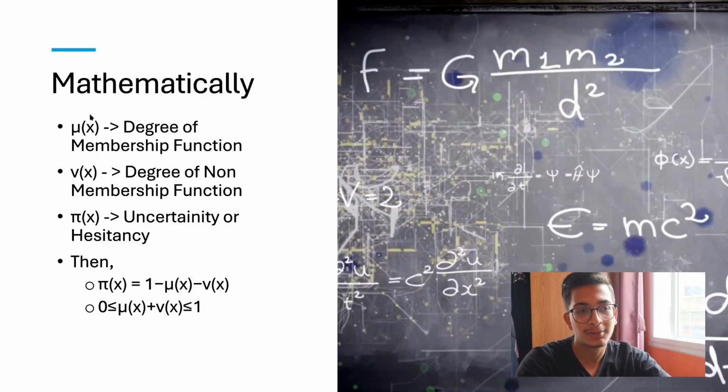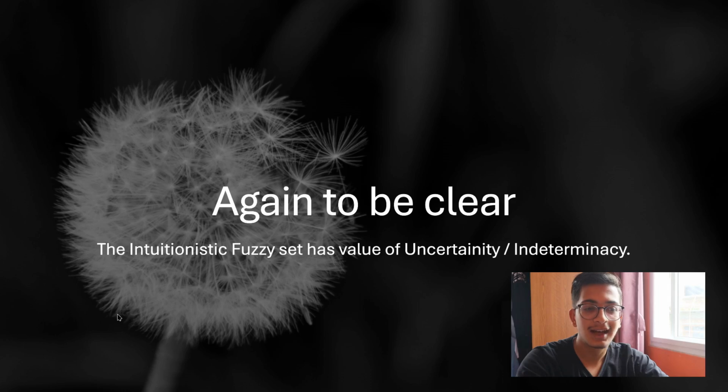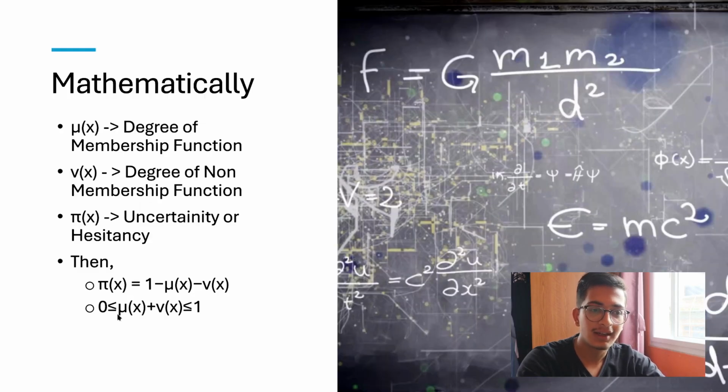Explaining mathematically, if mu is the degree of membership function or the truth, v is the non-membership or false, and pi is the uncertainty or hesitancy, then pi should always be equal to 1 minus mu minus v, that is, 1 minus truth minus false. In the classical fuzzy set, mu plus v was always equal to 1, but in the intuitionistic fuzzy set it need not always equal 1, so it can be between 0 and 1. From that we can also get the uncertainty or hesitancy value.